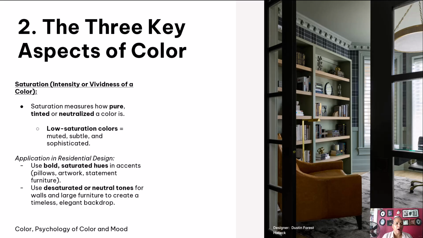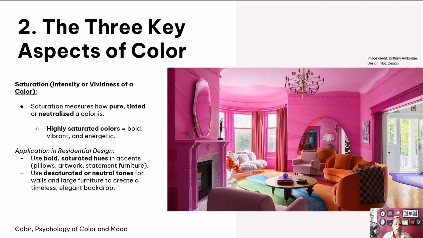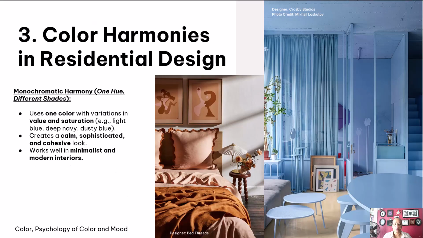So now we have low saturation colors, which means it is muted. Again, it could have black added to it. It's not as bold. So this is a green, but it's definitely had maybe some black added to it or some gray. So it's sort of brought down the vividness of the color, sort of like our dark red room. Oops, sorry, wrong way.